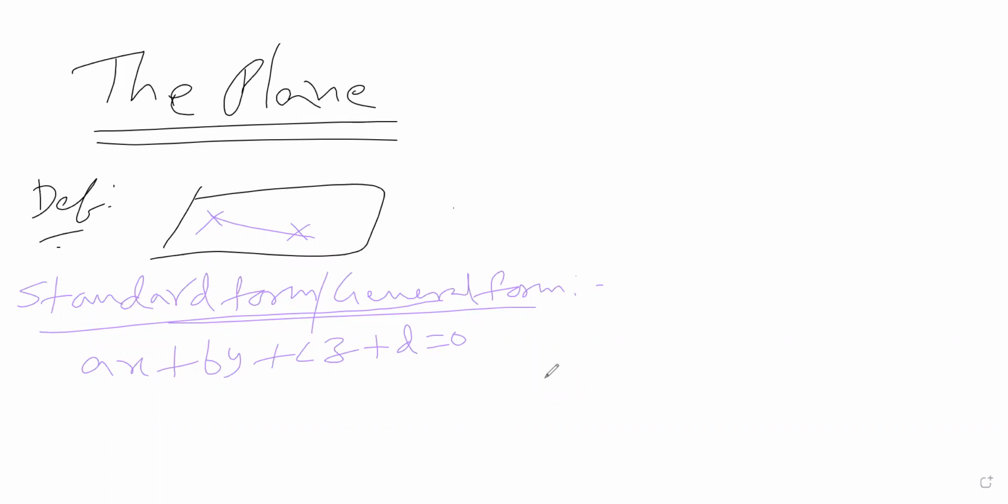So here, in the case of the general form, if you take a plane like this, this is my plane. When we are writing in general form, the coefficients of x, y, z represent the normal to the direction.